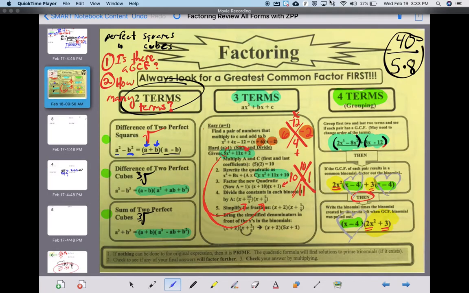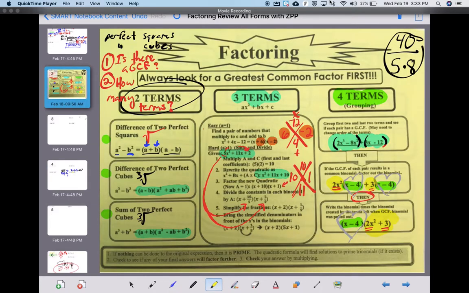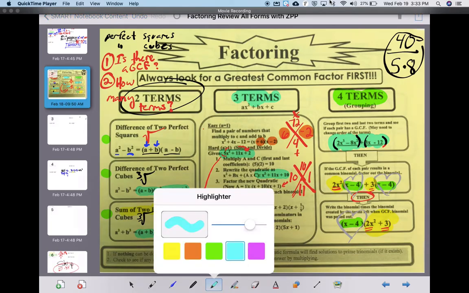So now looking at our template, is it the sum or difference? Are we adding the cubes or subtracting the cubes? We are adding the cubes. So I'm going to use the sum of 2 perfect cubes down here.